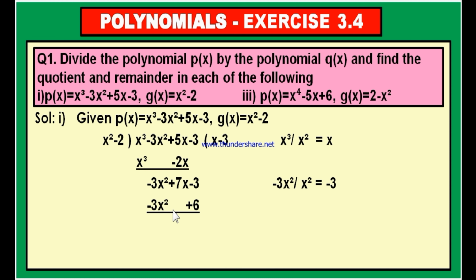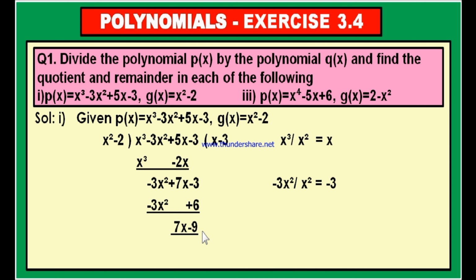And you can write here, no x term is there, means it is 0 into x. Therefore, 7x minus 0 is 7x. And this is minus 3 and it will be minus 6. Minus 3 minus 6 is minus 9. Now finally, we got 7x minus 9.